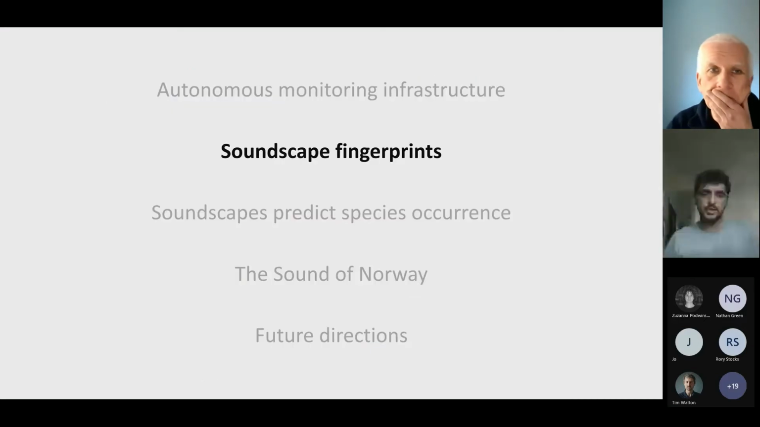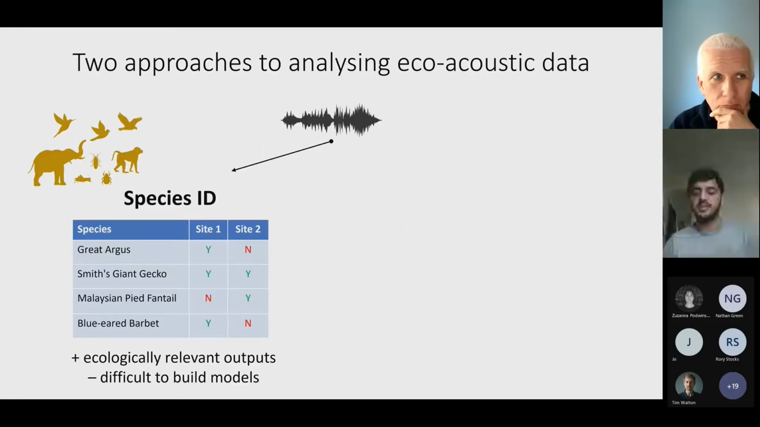Okay, so now I'm going to move on to talking about soundscape fingerprints and what analysis we started doing on the data coming in from these devices. There are two main approaches to analysing eco-acoustic data. The first is the most obvious one that people will instantly think of. A bird makes a stereotyped call. You have an algorithm that says, is that the bird or not? And then you get occurrence data: yes, it's here, no, it's not there.